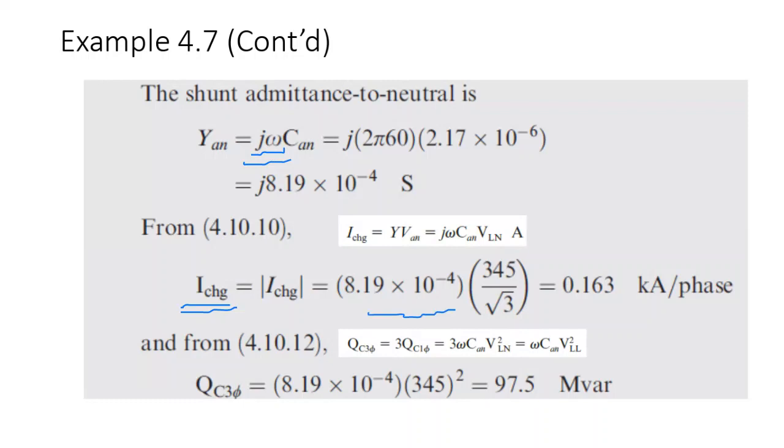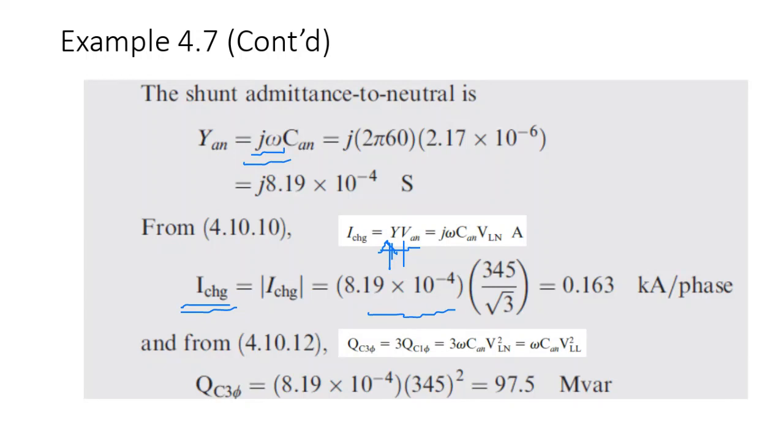That means what? The charging reactive power is V times Y. So we know V, we know Y. The voltage is given, and the Y we determined, therefore I is V over Z, which means V times Y. 1 over Z is Y, the admittance. 1 over impedance equals admittance. So you multiply admittance times the voltage, and that gives you the current.